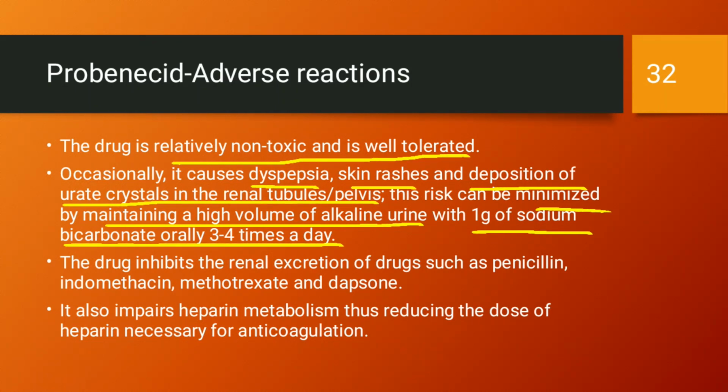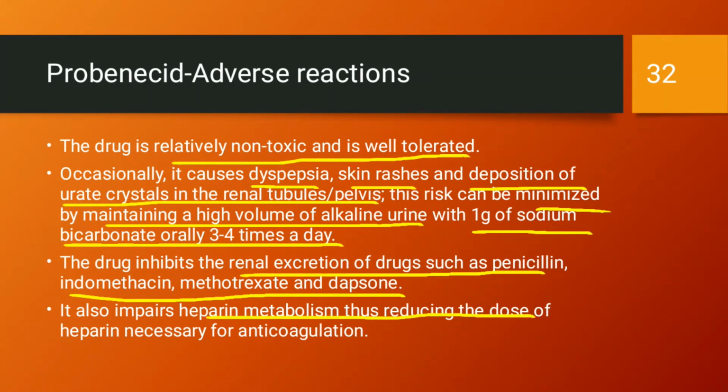Okay, so the drug inhibits renal excretion of drugs such as penicillin, Indomethacin, methotrexate, and dapsone. So in this case we have to decrease the dose of penicillin, Indomethacin, methotrexate, or dapsone. What will happen if we give these drugs in normal therapeutic doses? Then it will cause their deposition. It also impairs heparin metabolism, thus reducing the dose of heparin necessary for anticoagulation.